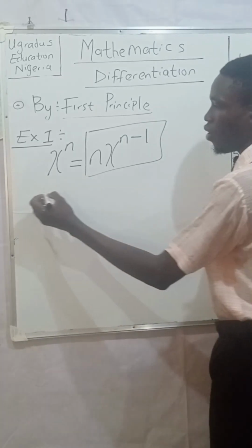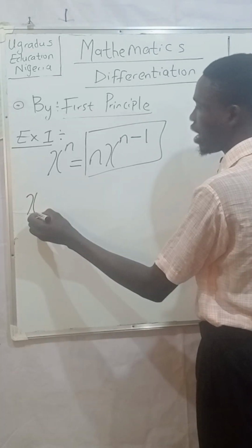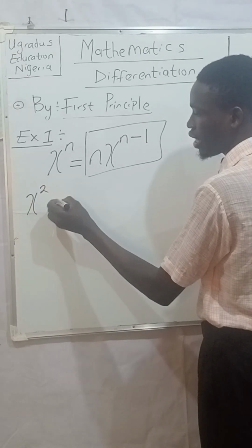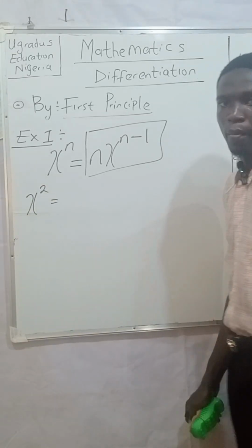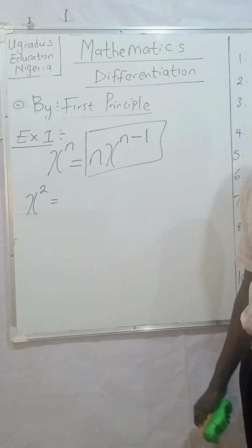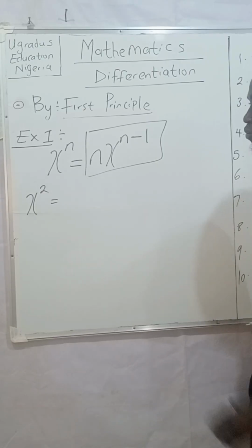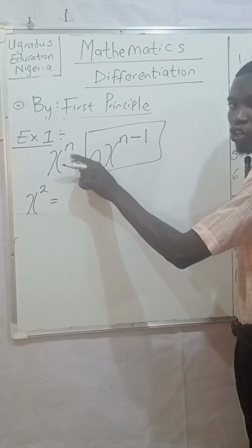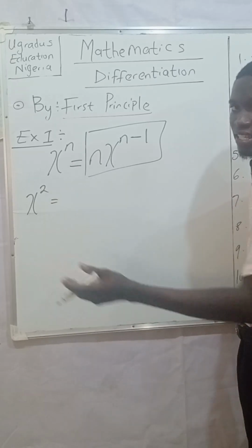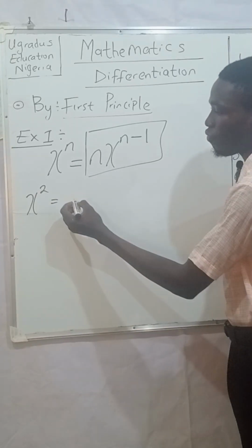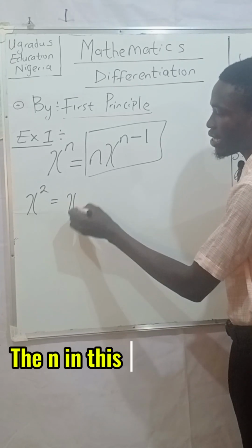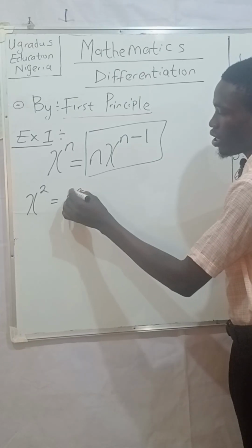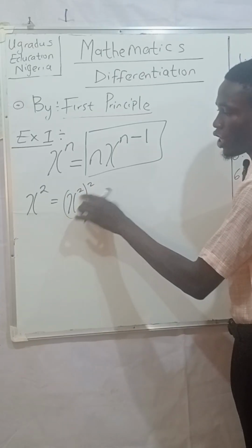Now let's make it real. What if you are given something like x raised to the power of 2? Let's not go far, let's just take a simple index. If you are given x raised to the power of 2, how will you solve that? Following this rule, you know who is the n here? The n here is the 2, because 2 and n are both index. They are both power. So what you're going to do first is to duplicate the power in 2 places.